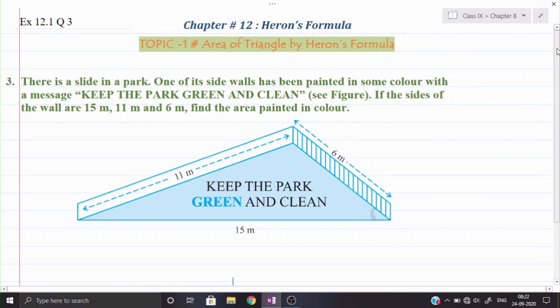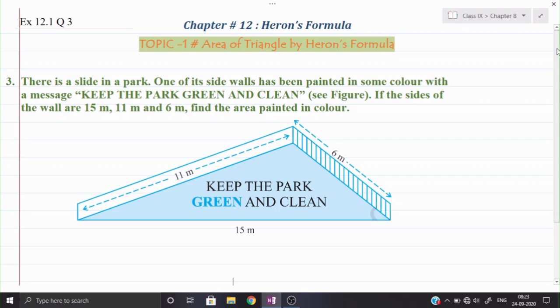Look at the third question. See, in this question it is given that there is a slide in a park. One of the side walls has been painted in some color with a message, keep the park green and clean. You may have seen hoardings on the highways, on the roads. Similarly, there is a slide kept in the park to give some message, and that slide is in the form of a triangle, as you can see.